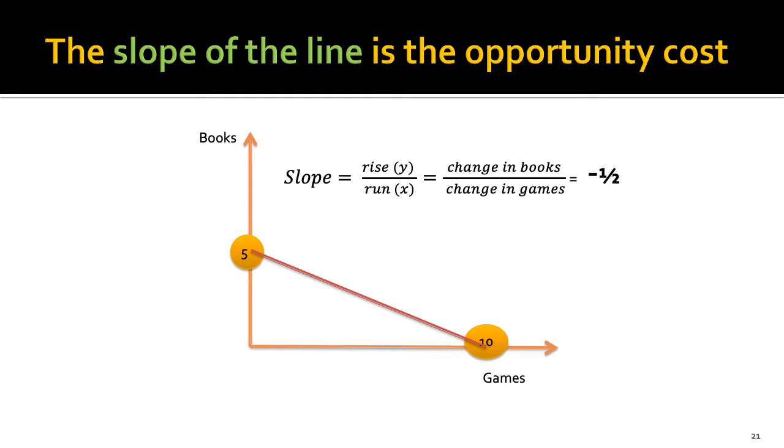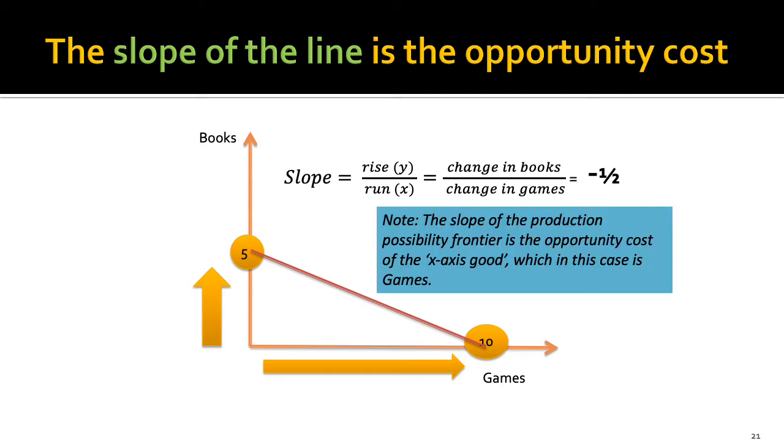So the slope of a line is the opportunity cost in the production possibility frontier. Notice all we have to do is take rise over run of our extreme values, so change in y over change in x, or change in books over change in games, and that effectively gives us the opportunity cost. So what we'll find is that the slope of the production possibility or consumption possibility frontier is the opportunity cost of the x-axis good, which in this case is games. So the opportunity cost of one game is half a book.